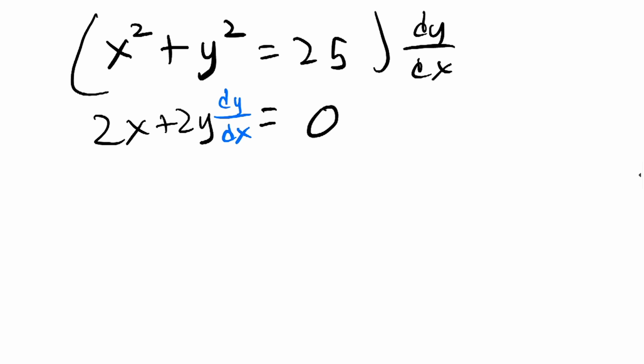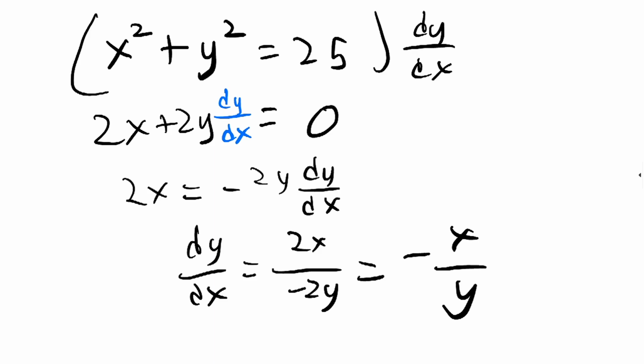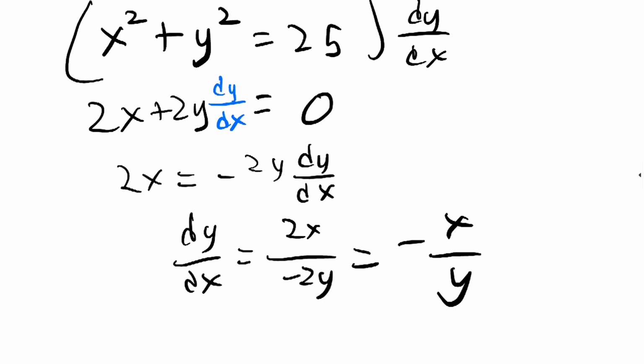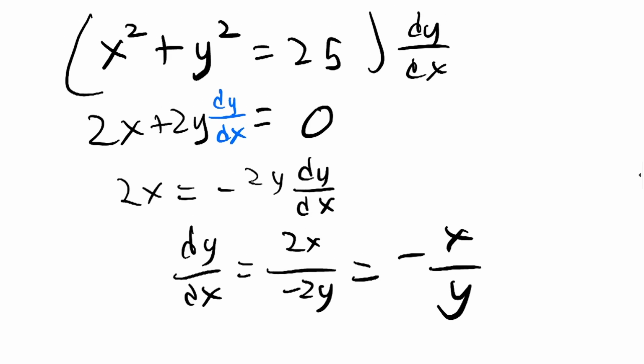So we're going to have our 2x is equal to negative 2y dy/dx. And simply, if we solve for dy/dx, it's going to be 2x over negative 2y, which is the same thing as just negative x over y. And now we have our derivative, dy/dx, and it's containing both x and y. And that's really important here.